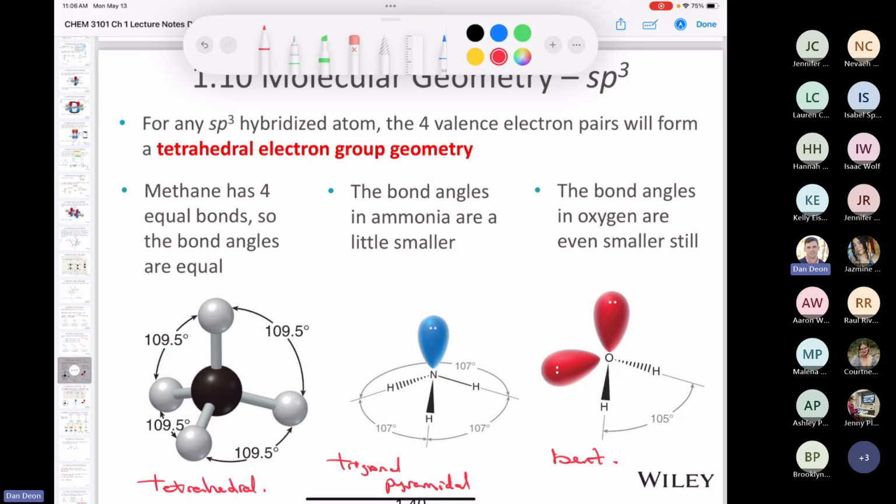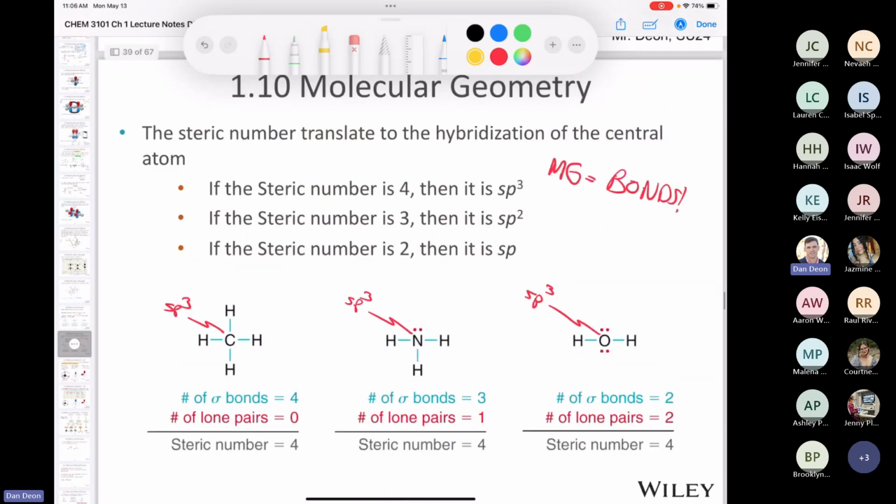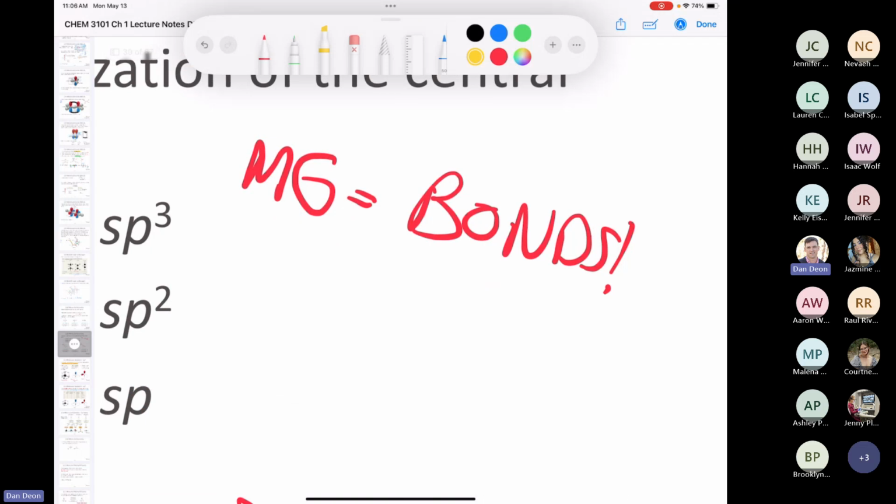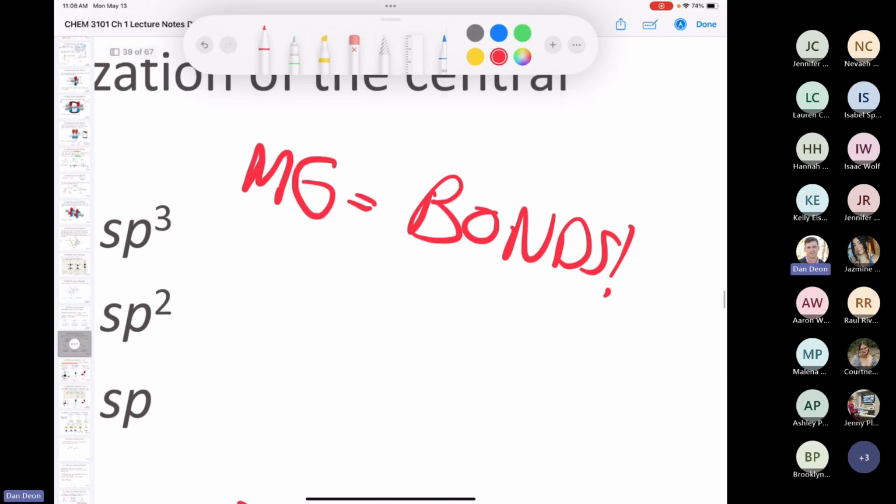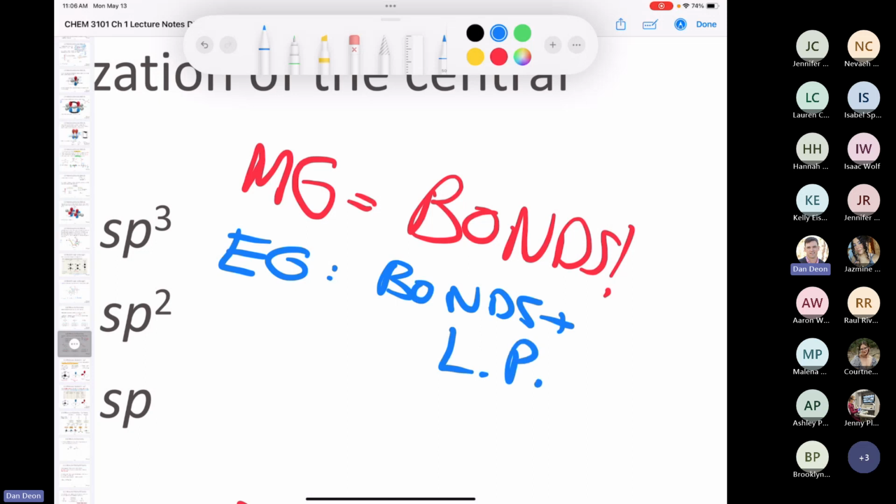Now, why would you not consider all these tetrahedral? You would say they don't have a tetrahedral molecular geometry, all of them. They have a tetrahedral electron group geometry. So we say they all have a steric number of 4. Okay, so they all have the same electron geometry. So to repeat, molecular geometry considers only what? Bonds. Electron geometry considers bonds and lone pairs.